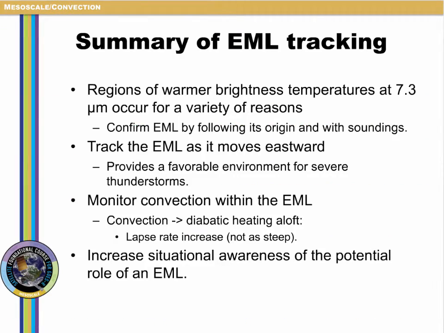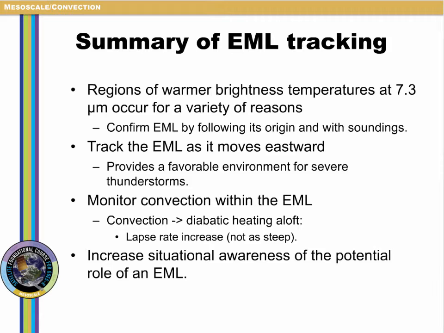In summary, remember that regions of warmer brightness temperatures at 7.3 microns can occur for a variety of reasons, so confirm that it's an EML by following its origin and with soundings. Track the EML as it moves eastward because it provides a favorable environment for severe thunderstorms.